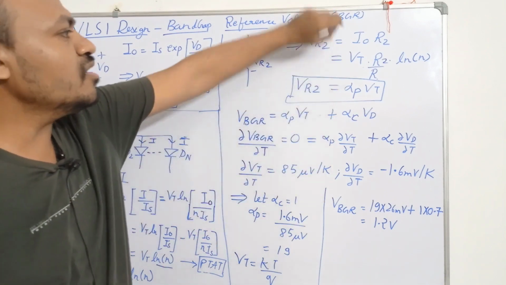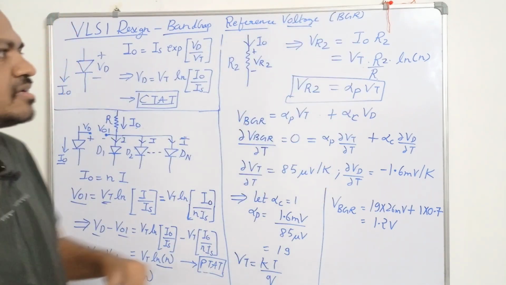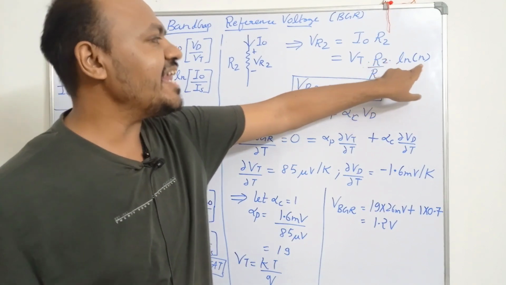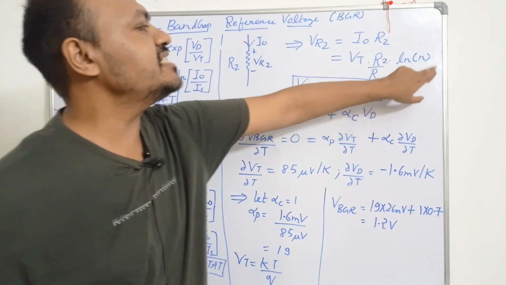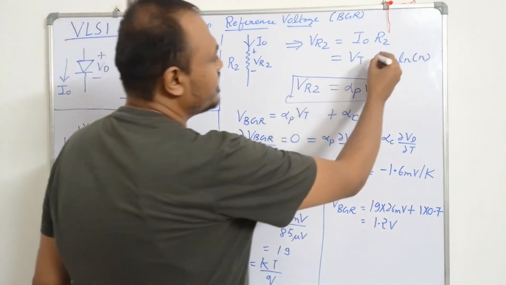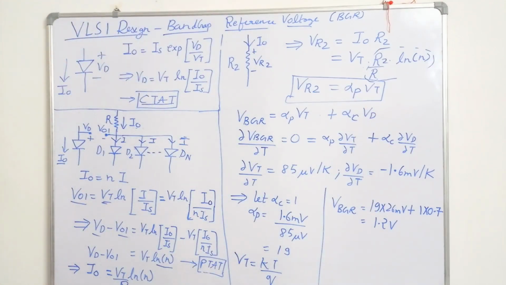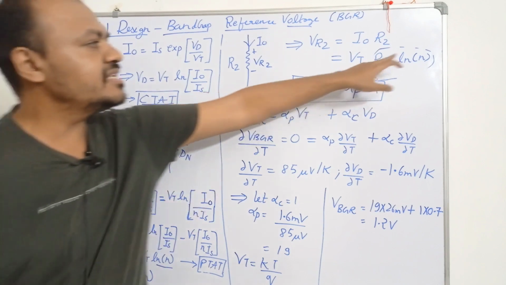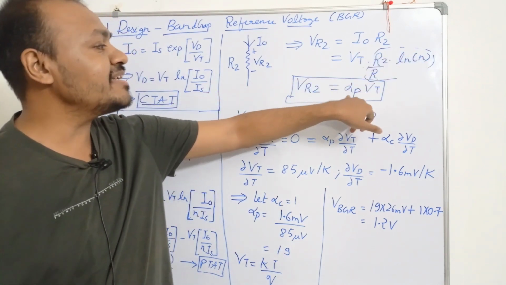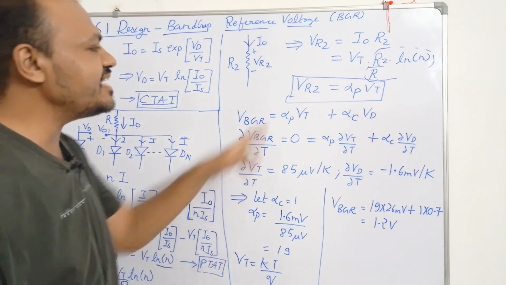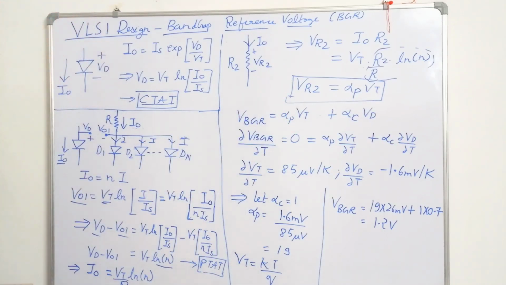Now R2 is constant, R is constant, and ln of n is also constant. So this is a complete constant. We have replaced this full constant by alpha p. So all these three terms are replaced by a single constant alpha p into Vt. So you can see this is a PTET device, but it does not include any CTET device.